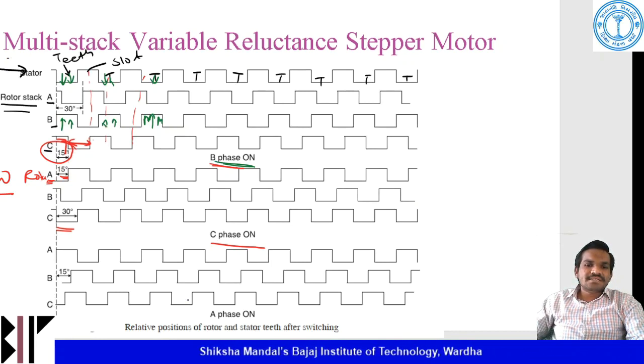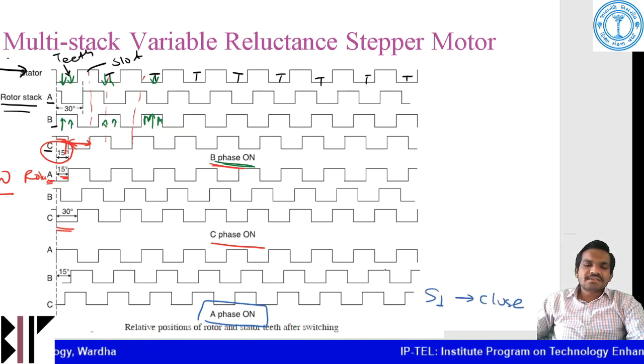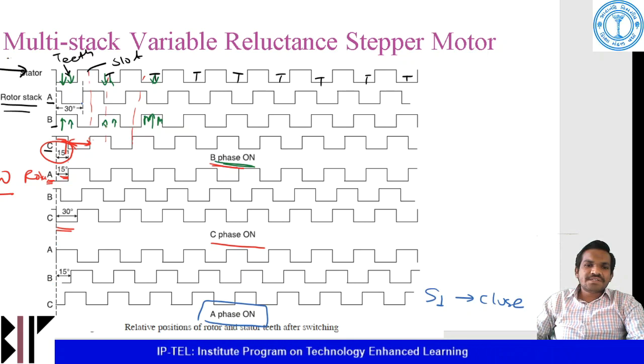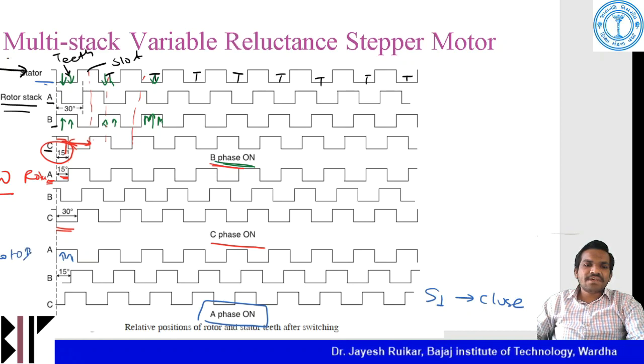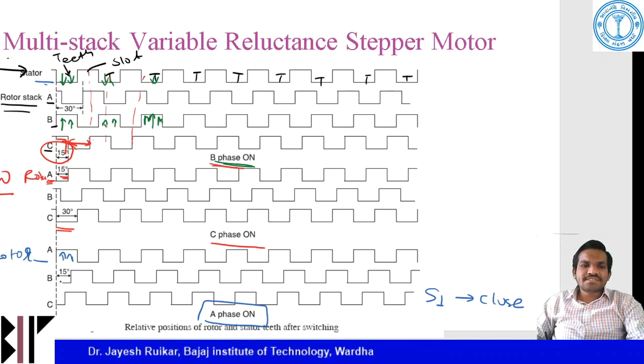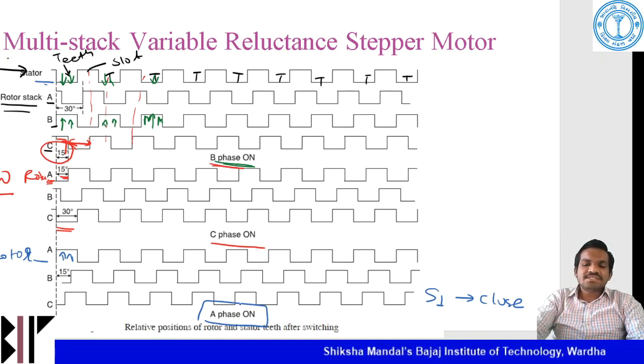And in the third case, it is showing that A phase is on. That means your S1 is closed. Then you can see that this is your stator position and this is your rotor position. So the stator and the rotor stack of A are aligned to each other, and others are displaced. Here you can see that B is displaced by 15 degree. So this is the relative position of a rotor and a stator after the switching.